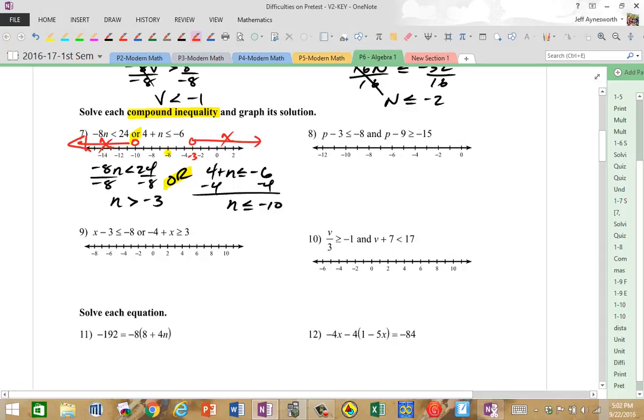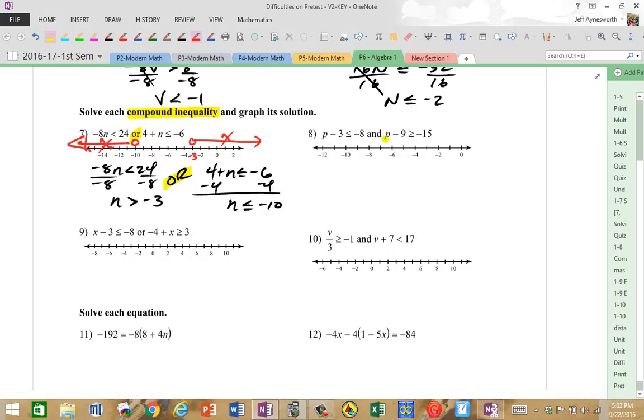Not only that, these numbers there in the middle don't even make sense. If I pick negative 6, negative 8 times negative 6 is 48, which is not less than 24. So the numbers in the middle here are not solutions. Remember that. You can just test one and it fails on one of these inequalities.